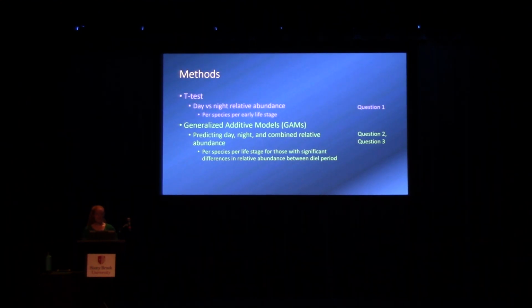What I did first is a simple t-test to see if there are significant differences in daytime and nighttime relative abundance. Because there's so much data, this was done on the species level and the life stage level: striped bass and white perch eggs, yolk sac larvae, and post-yolk sac larvae. After that, I ran generalized additive models, or GAMs, to figure out what variables are significant in predicting relative abundance using data from the daytime, nighttime, and combined.